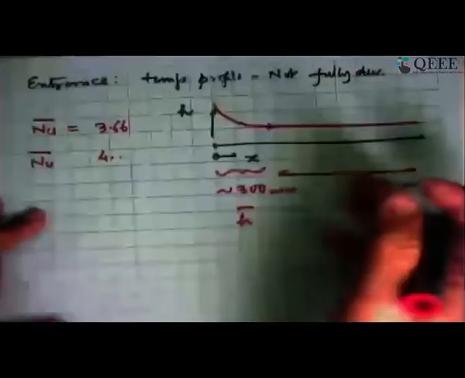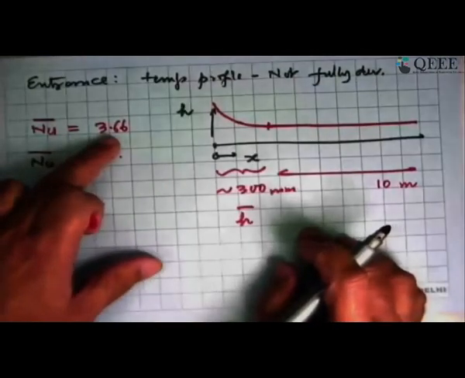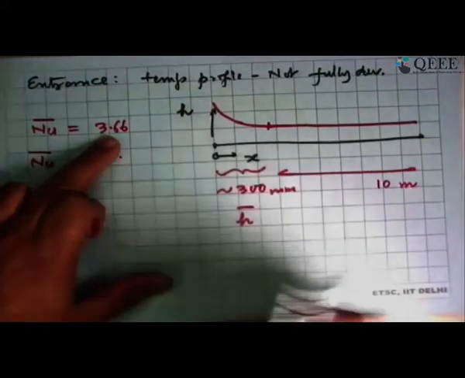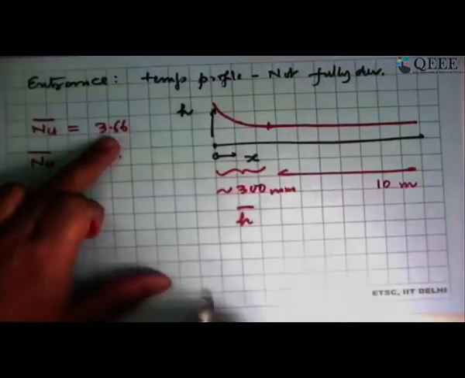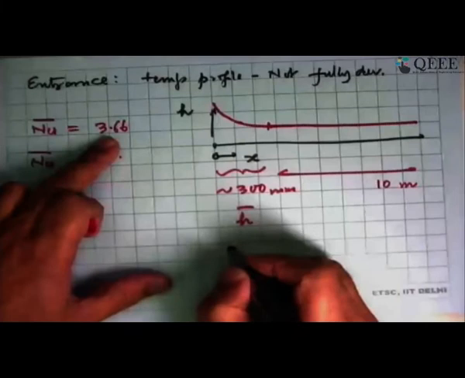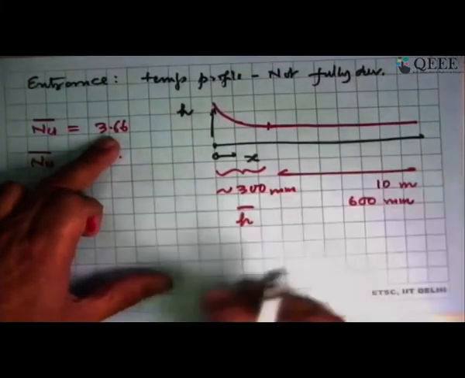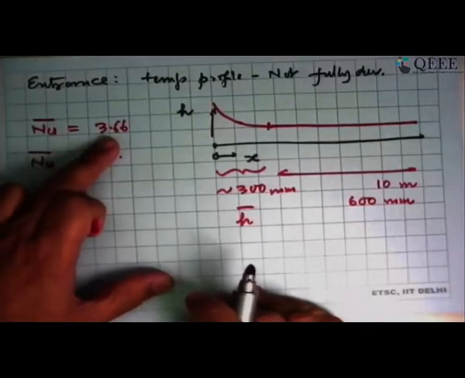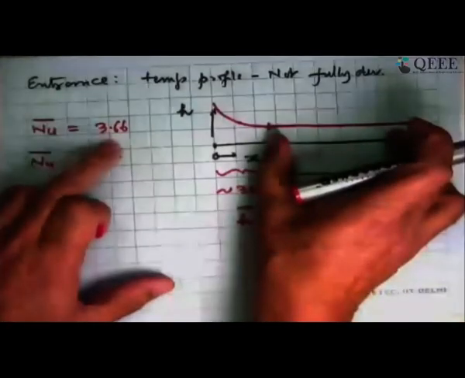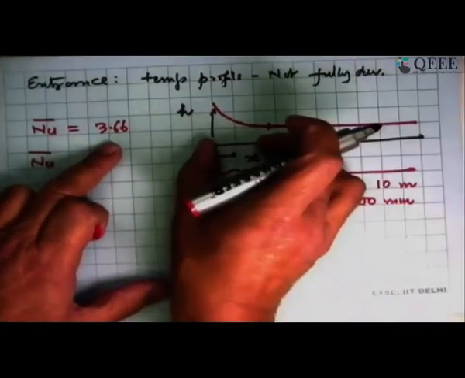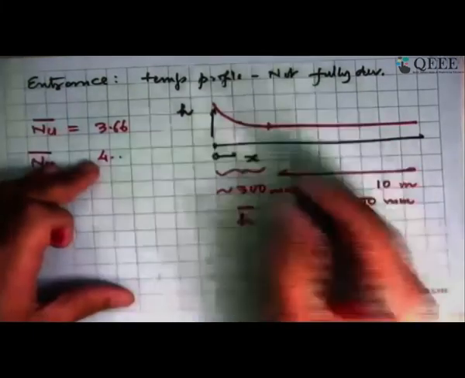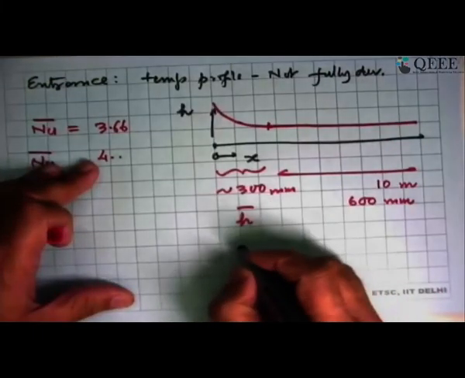So I can neglect this and just go with these numbers. That's one nice thing that comes out. But if the entrance region is 300 mm and the tube length is 600 mm, then we have a problem. Part of the length the Nusselt number is constant, the other part it is not constant. So we now have to do an averaging, length averaging.